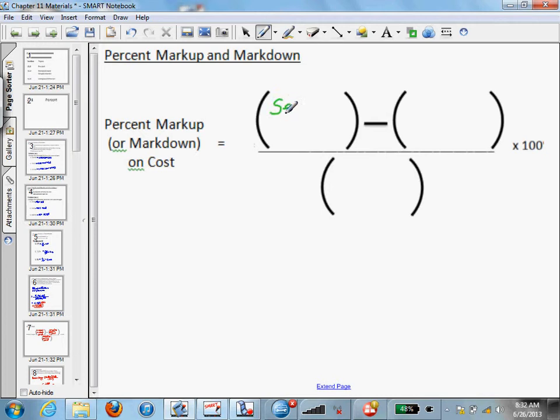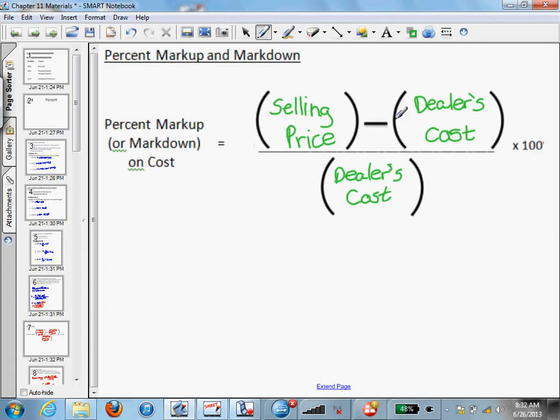Okay, so if we're looking at percent markup or markdown on cost, what's this equation going to be? It's going to be the selling price minus dealer's cost, divided by dealer's cost. And you're going to get that fraction, which is going to turn into a decimal, and you're going to multiply by 100 to get a percentage.